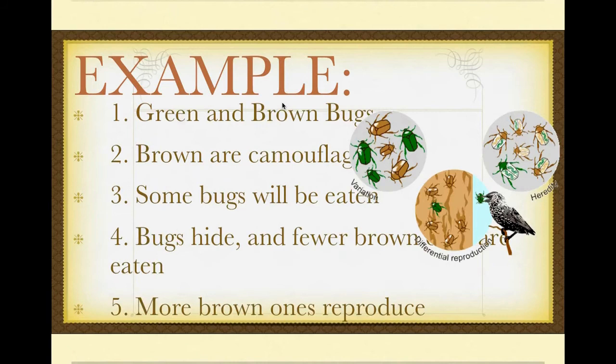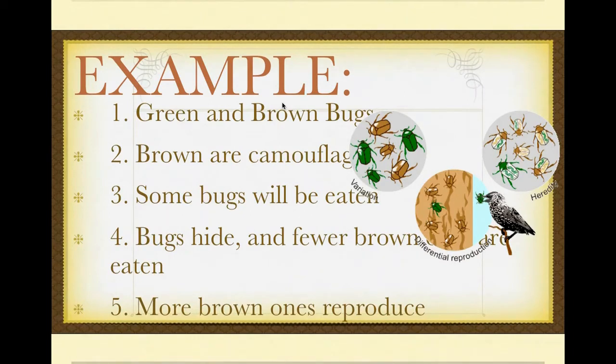If you look, you have green bugs and you have brown bugs. That is the variation there. Some of the variations are favorable. So if there are brown bugs on like tree bark, brown's favorable. Some of the bugs are going to get eaten. Bird comes along. Which one do you think he's going to pick off? Yeah, probably the green ones.